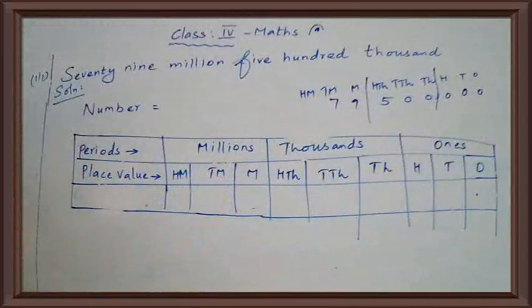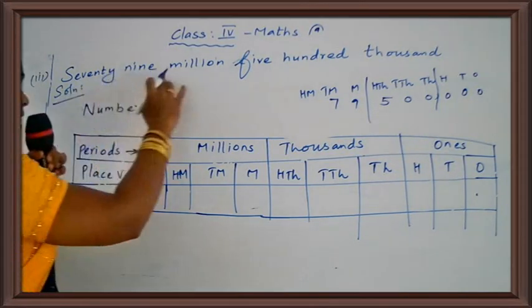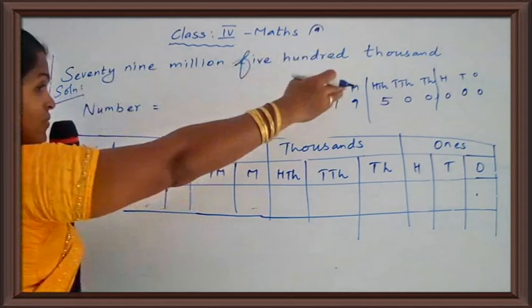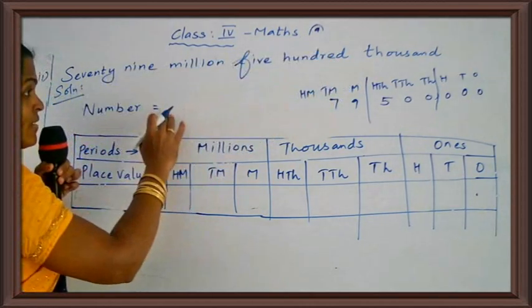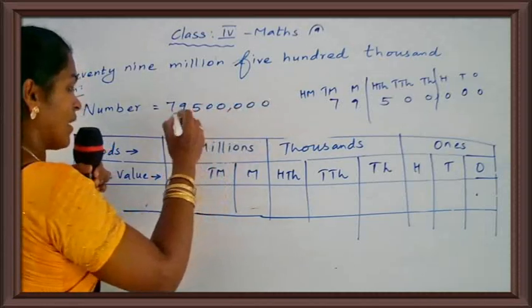Here the places having 0 are not represented in the number name. Okay children? So that's why here it is not represented. So your question is 79,500,000. Now your answer, 79,500,000.